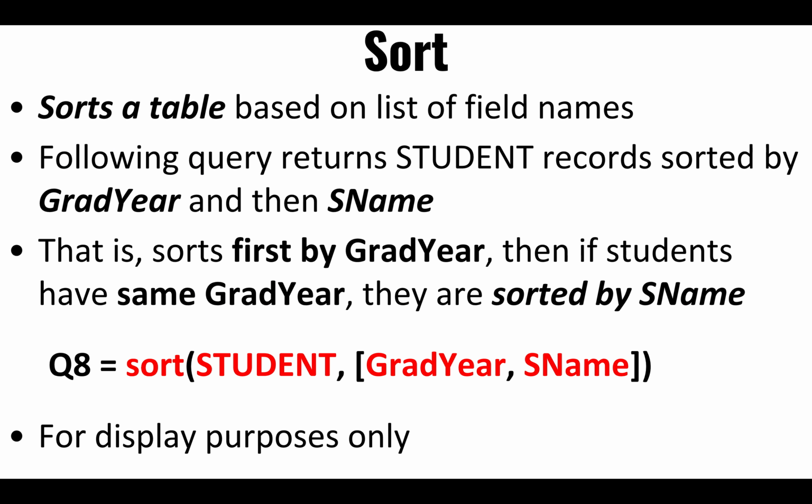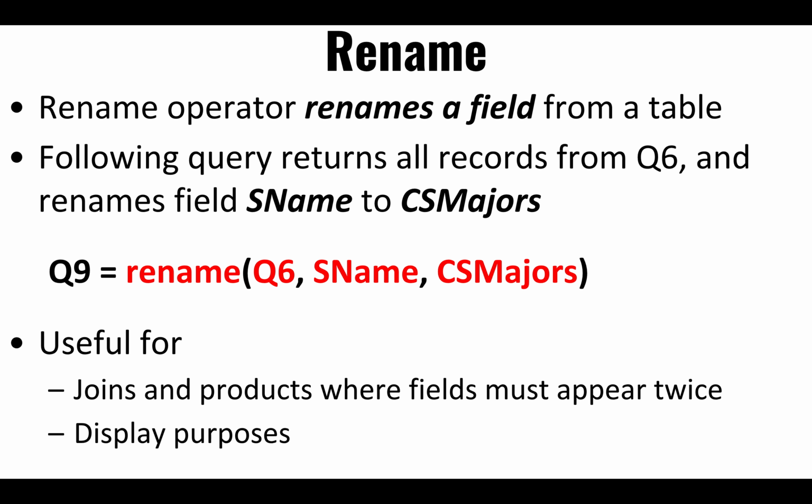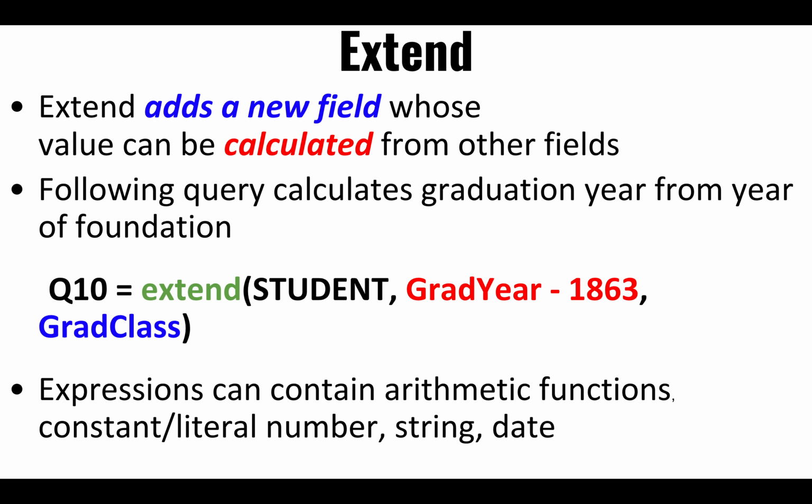Sorting allows you to retrieve data from a particular table and then order it by different fields or a combination of fields. Again, this is only for display purposes, not that the data should be considered sorted in any particular way. Rename, as the name suggests, takes a particular field in a particular table or query and just renames it to a different name. Extend allows you to create a brand new field.